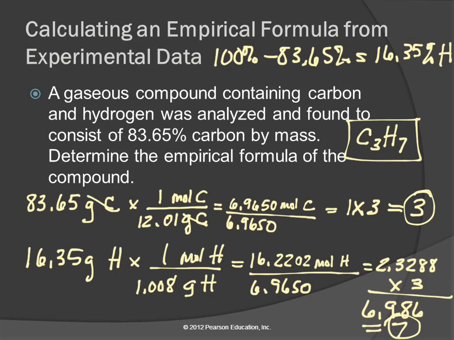Now try this on your calculator. Take 7 and divide it by 3. And you get 2.333, which is really close to this ratio, right? Because that's the ratio, it's 3 to 7. So that's the empirical formula for that compound.